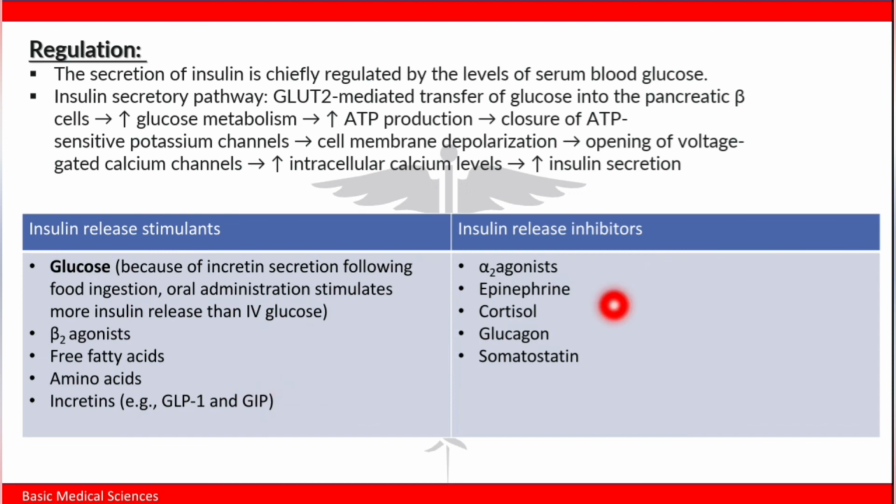And what inhibits insulin release? Alpha-2 agonists, epinephrine, cortisol, glucagon, somatostatin, right? So we already talked about alpha-2 agonists, epinephrine, glucagon, and somatostatin, and also you need to remember cortisol.